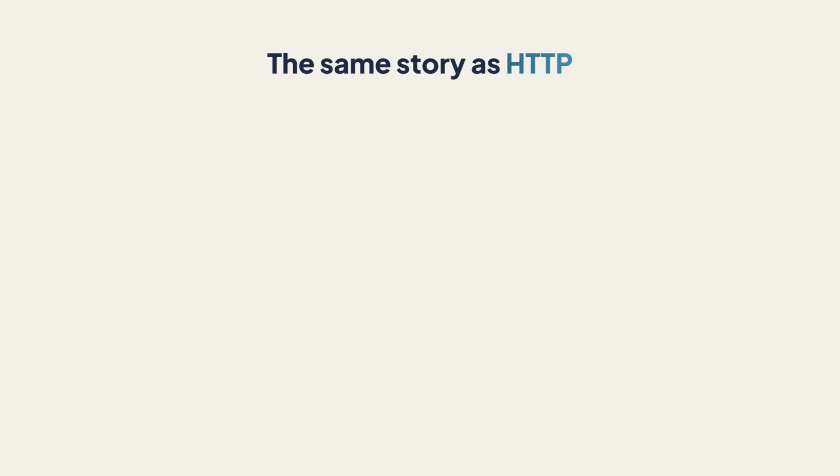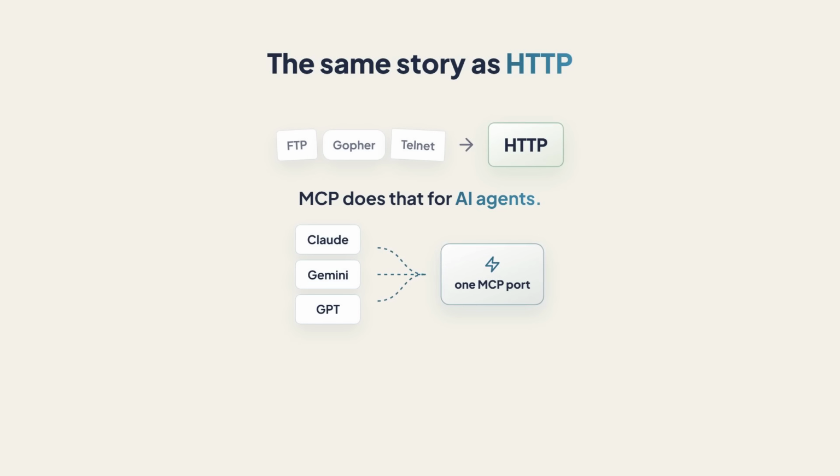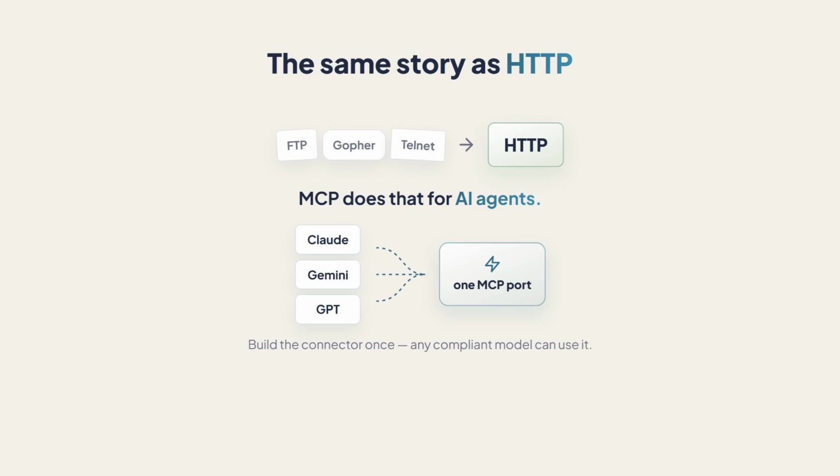It's the same story as HTTP. Before the web standardized on HTTP, every service spoke its own protocol: FTP, Gopher, Telnet. Once HTTP unified them, everything became interoperable. MCP is trying to do that for AI agents. Build your connector once, and any compliant model, Claude, Gemini, GPT, can use it. The future of AI tools looks less like custom integrations and more like a shared ecosystem where models, not just humans, are first-class users of software.